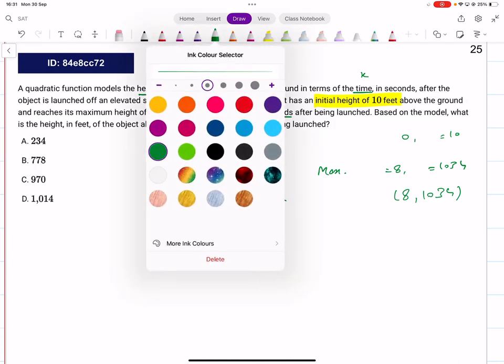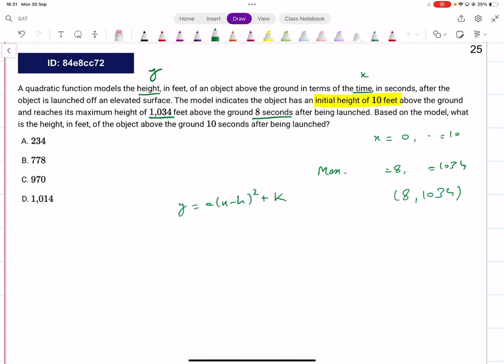Now these are the values that were given then. When x equals 0, y equals 10. When x equals 8, y equals this. Okay, now what's the turning point? Turning point is 8 and 1034. So this function becomes a into x minus 8 whole squared plus 1034. That's what the function becomes.